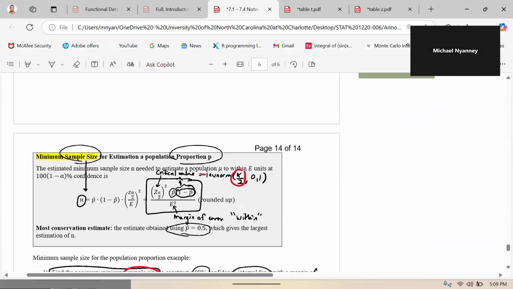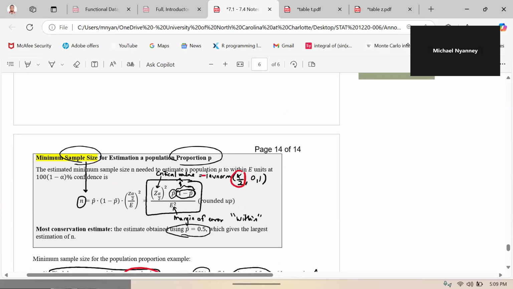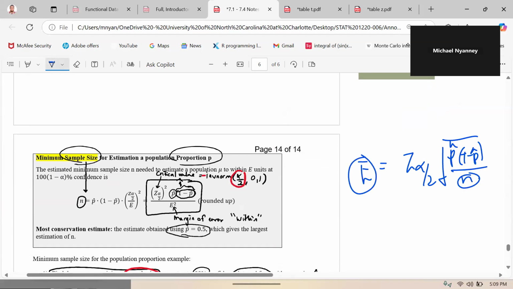Okay, so now we are done with the mean aspect. We are going to the proportion. When you go to the proportion, the E also was there. Realize that the E part for the proportion was Z alpha over 2 times the square root of P hat multiplying 1 minus P hat all over n. The n was found here. So this is the within E.